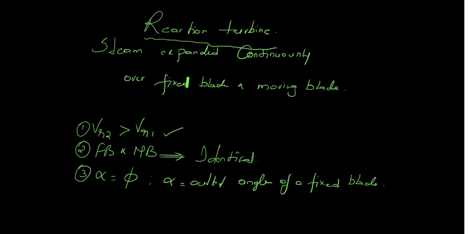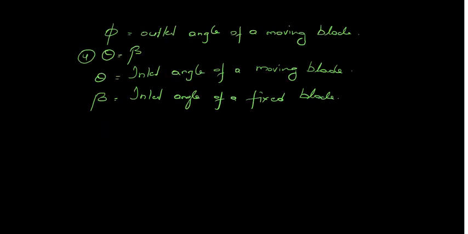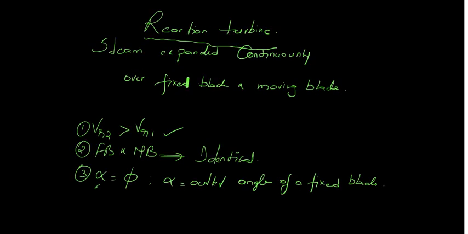And the next relation that we have is between the nozzle angle and the blade angle, right? That we converted to a moving blade and a fixed blade, right? Now this alpha represents the outlet angle of a fixed blade, and pi represents the outlet angle of a moving blade. Am I clear? Now here I am going to consider alpha equals pi, where alpha is the outlet angle of a fixed blade and pi is the outlet angle of a moving blade.